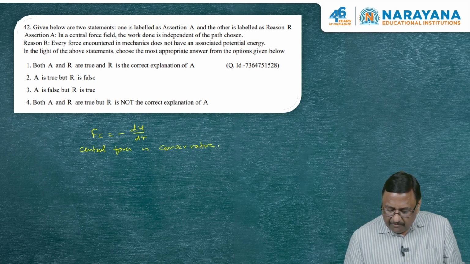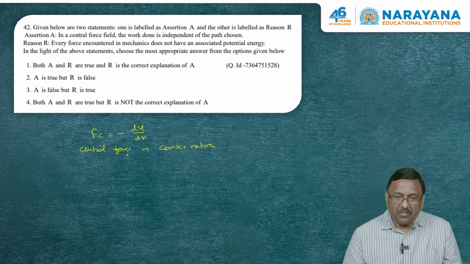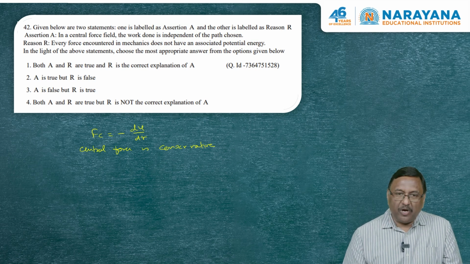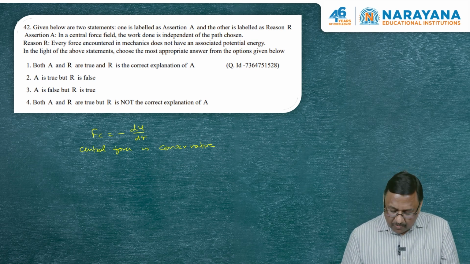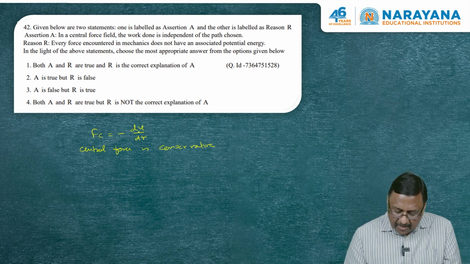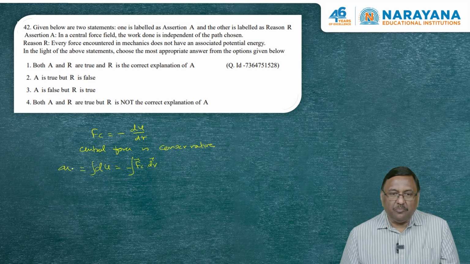All these forces, gravitational forces, electrical forces, rather electrostatic forces, are going to be your central forces which are acting towards a fixed point and are inversely proportional to r square. So these are my central forces and they are conservative forces. The work done by a conservative force is always independent of path. So if I write this, it is always dU equal to F conservative into dr. The integral of this is going to give you the total change in potential energy.